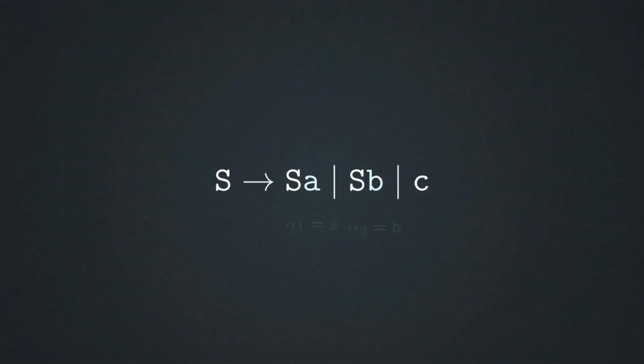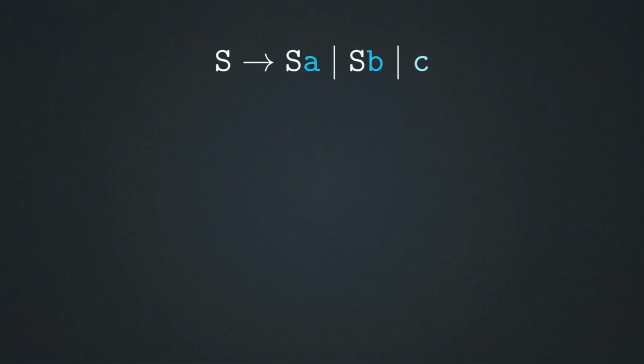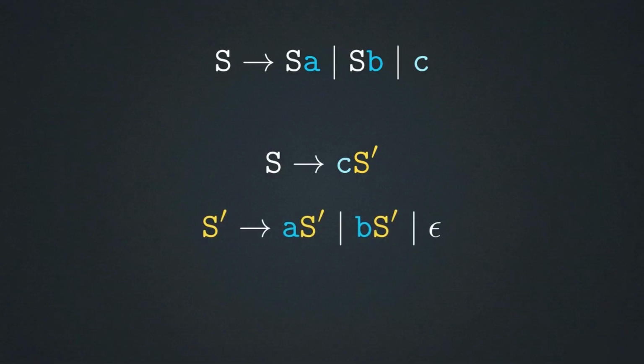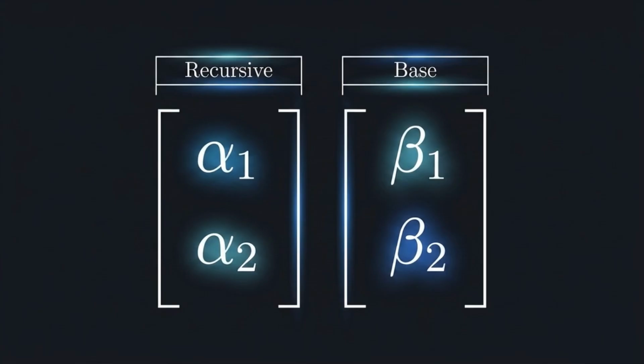Often, a single non-terminal will have multiple recursive and non-recursive options. This grammar shows S producing SA, SB, or C. Our recursive alphas are A and B. Our non-recursive beta is C. The generalized rule requires all non-recursive parts to connect to the new prime non-terminal. So S produces C followed by S prime. Then all the recursive sequences branch from S prime, resulting in AS prime, BS prime, or epsilon. This logic handles any number of productions. You simply group your alphas, group your betas, and let the formula organize them.